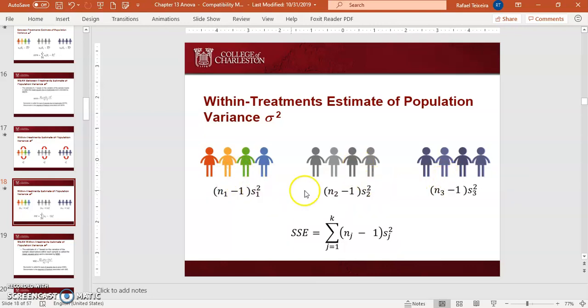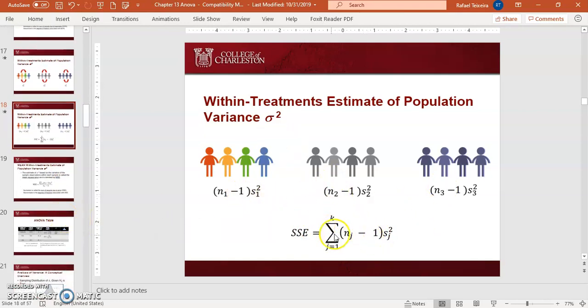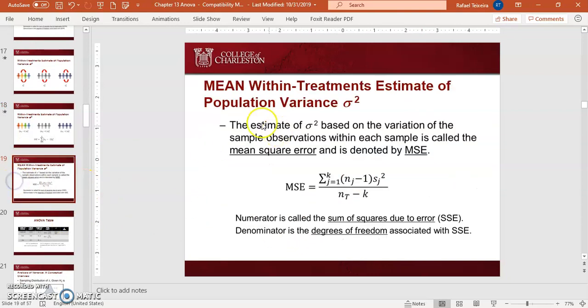So for each group we are able to compute the variance, this estimate of treatment within each group, and then if we sum them, we have this formula here, the summation of each one of these individual within estimates. Then we have the sum, and then we can get the mean. One thing is the sum, another thing is the mean.